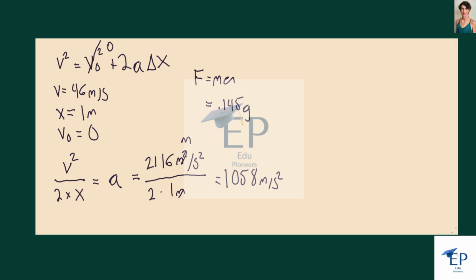The mass was given in the problem. It says that the ball is 145 grams, and that would be 0.145 kilograms, which is going to be the best unit to give us newtons straight off the bat here. We're going to multiply that by our 1,058 meters per second squared. Force equals mass times acceleration. What force do we end up with? If we calculate that out, we're going to get 153.41 newtons.